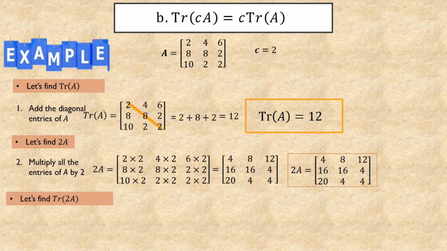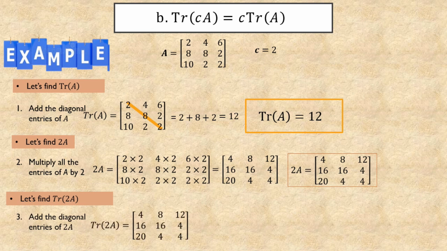So, let's find the trace of 2A. Add the diagonal entries of 2A. The diagonal entries of 2A are 4, 16, and 4, which is equal to 4 plus 16 plus 4, which is equal to 24. So, the trace of 2A is equal to 24.